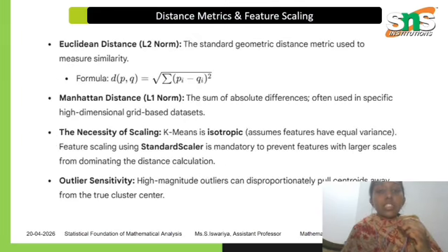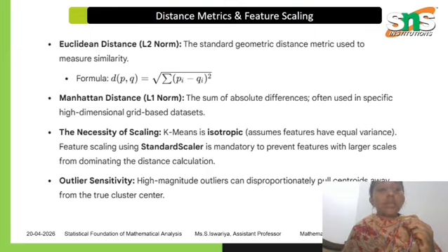The next one is the distance metrics and feature scaling. Here we are going to see the norms that are calculated for this clustering. The first one is the Euclidean distance, that is the L2 norm. The standard geometric distance metric used to measure similarity. Here the formula will be the distance of P and Q, that is d(P,Q) is equal to the square root of the summation of (Pi minus Qi) the whole square. So this is the formula for the L2 norm.